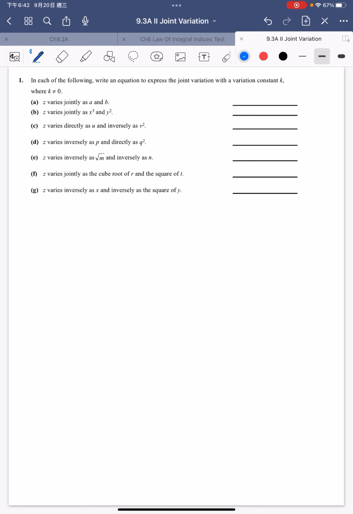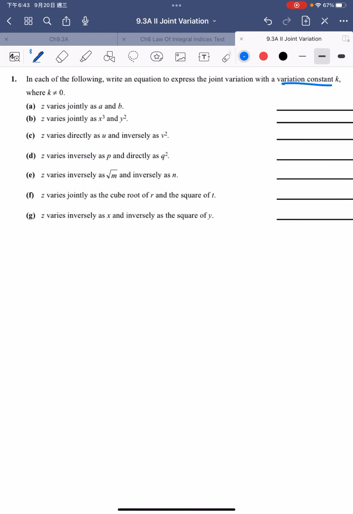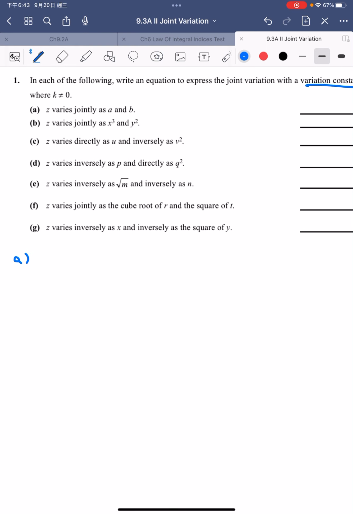Question 1 is asking you to write it as a formula with the variation constant k. A lot of students in the class didn't write a formula. They just gave me the proportional sign, which is not what the question is asking. So first one, we have z varies jointly as a and b, which means z varies directly as a and b, so z is proportional to ab, which means z is equal to k times a times b.